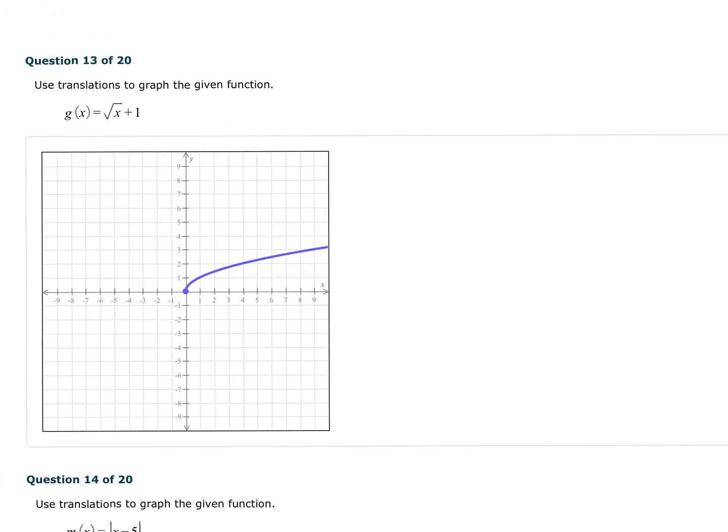All right, number 13. We're going to use translations to graph the given function. So I have the square root of x plus 1. What does that do?